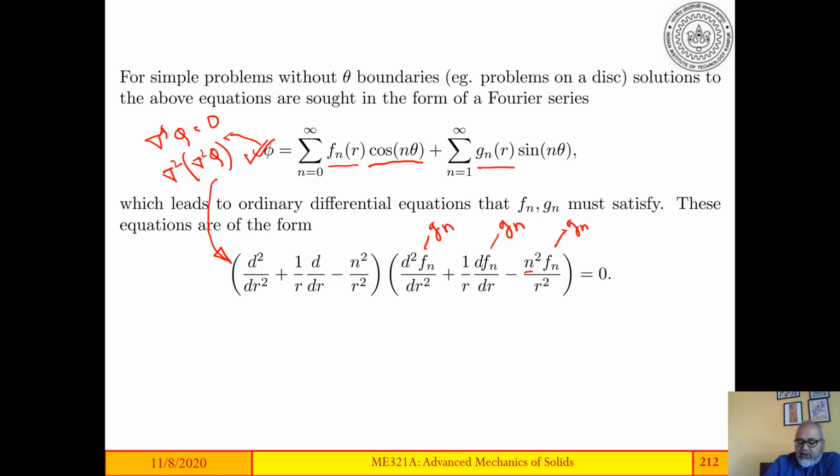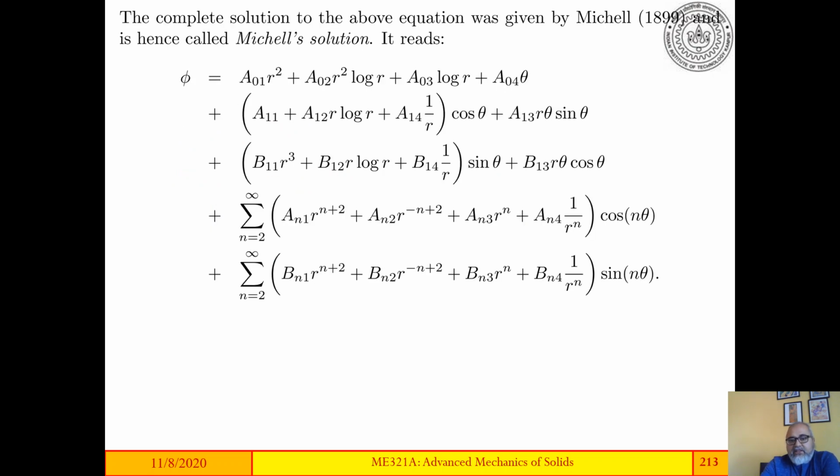If you find that general solution and plug it back into this phi, you get a long series again, and that series is given here. This was given by Mitchell in 1899 and is called the Mitchell solution. So in this series, this is the most general series. Once you have assumed the Fourier series as a solution for phi, this is the most general series that can result. However, you can't use this series blindly all the time because of two things.